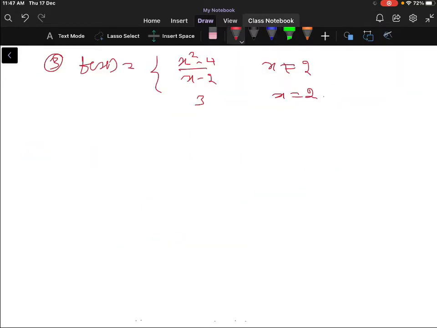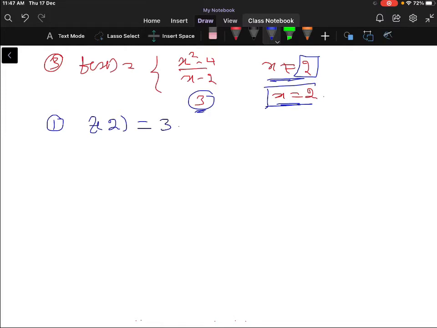So let us take another example. f of x is equal to x square minus 4 by x minus 2 for x not equal to 2, and for x is 2 the function is 3. So let us verify whether the function is continuous at x equal to 2 or not. Now let us define the function value f of 2. When x equal to 2, f of 2 is 3. That is the function value at x equal to 2.